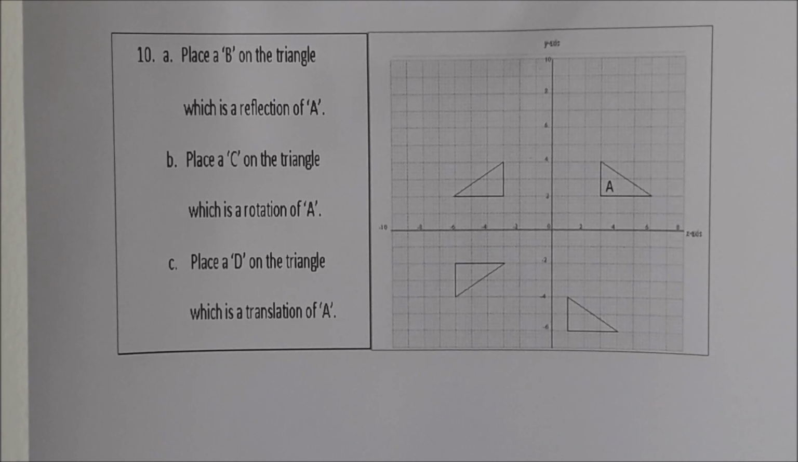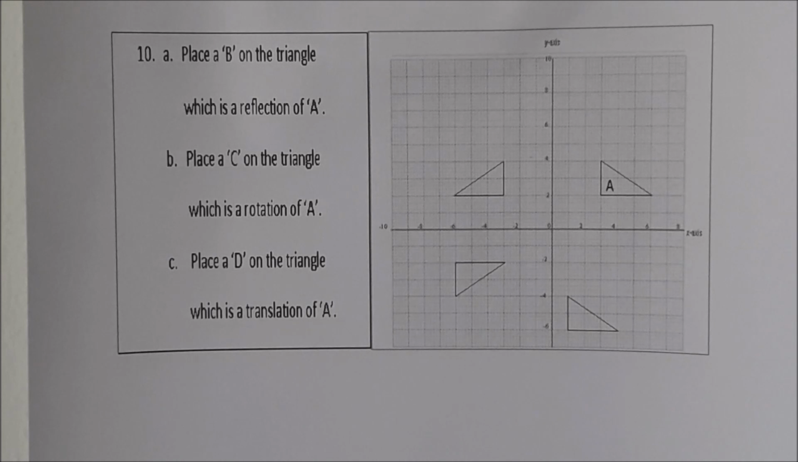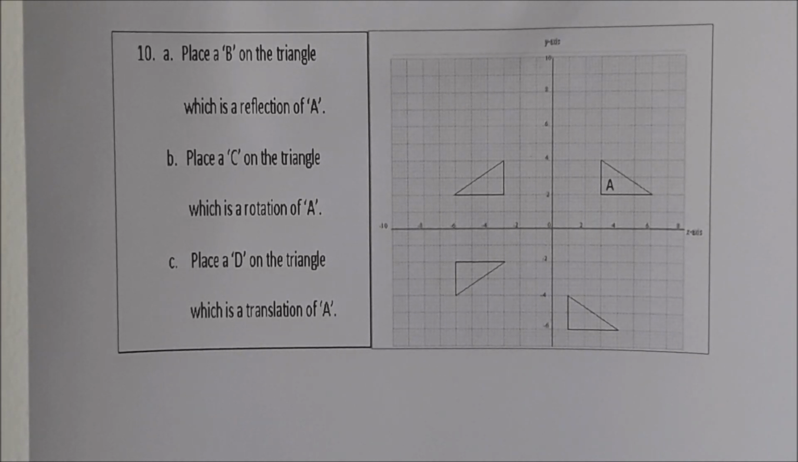Number 10. A. Place a B on the triangle which is a reflection of triangle A. 10B. Place a C on the triangle which is a rotation of triangle A. And 10C. Place a D on the triangle which is a translation of triangle A. Remember, reflection means a flip, rotation means a turn, and translation means a slide.